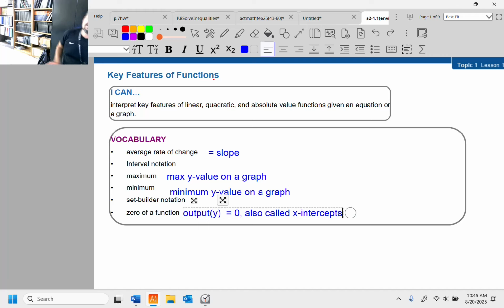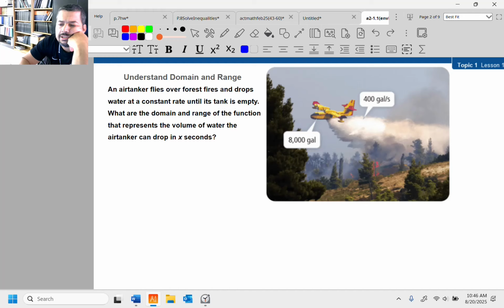Of course, your I-CAN statement is: interpret key features of linear, quadratic, and absolute value functions given an equation or a graph. I tried to cut these notes down. I think the original slides was like 20-something. I can't do that in a day.